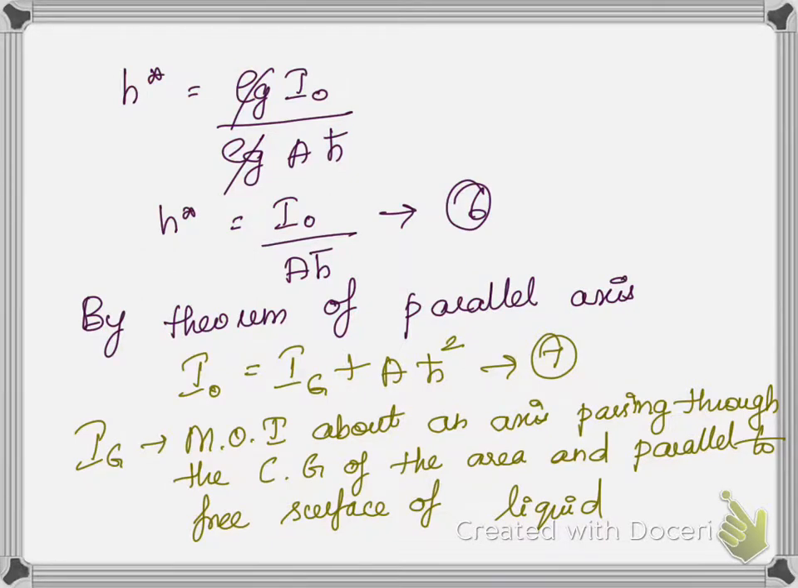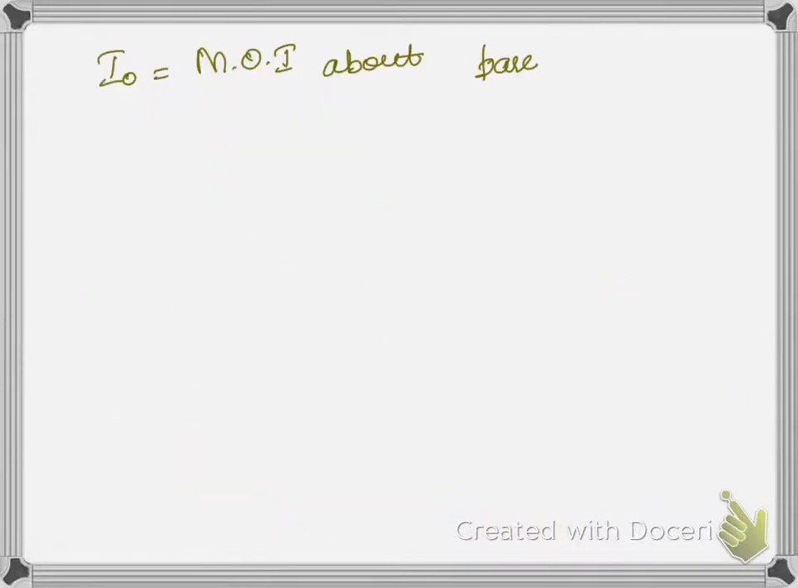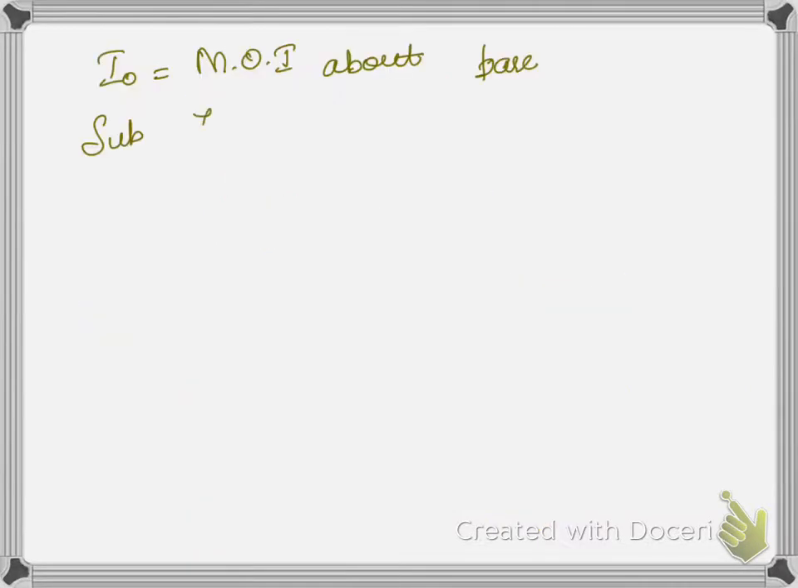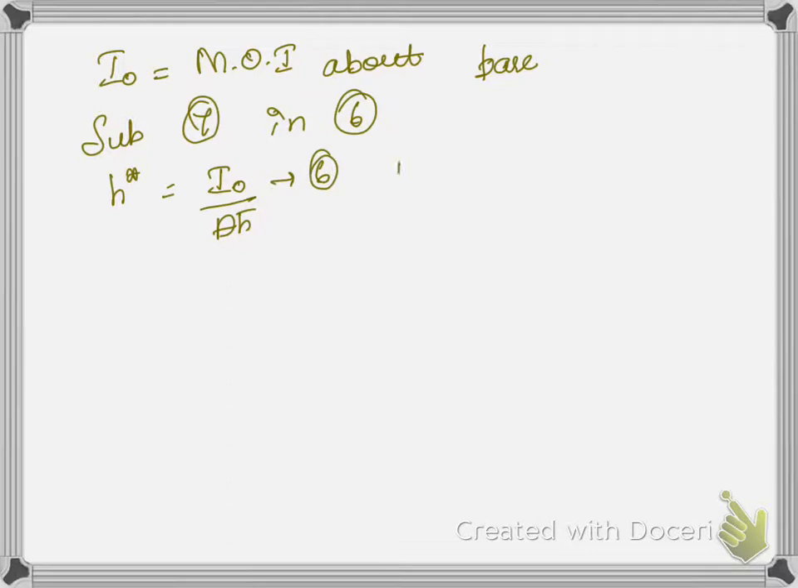This Ig is the moment of inertia about an axis that is passing through the center of gravity of the area and parallel to the free surface of the liquid, and I naught is the moment of inertia about the base. Now I am going to substitute equation number 7 in 6. What is my equation number 6? H star is equal to I naught by A H bar. And my 7th equation is I naught is equal to Ig plus A H bar square.